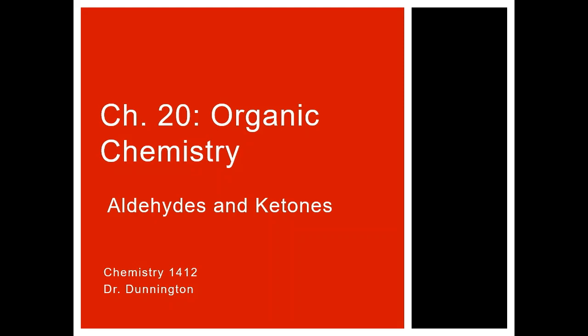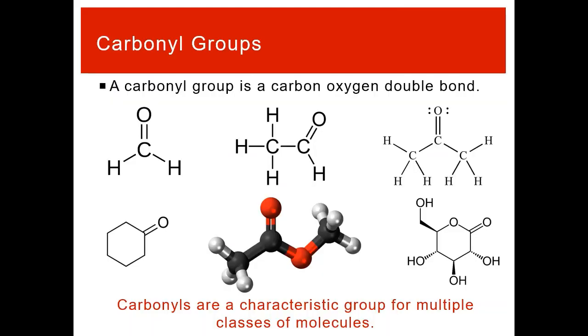Next type of molecules we want to talk about are aldehydes and ketones. So a carbonyl is a functional group where there is a carbon-oxygen double bond. Anytime we see a carbon that's double bonded to an oxygen, that is called a carbonyl. They show up in a lot of different types of molecules, some small, some slightly bigger, but again, we're always looking at carbon double bonded to oxygen.